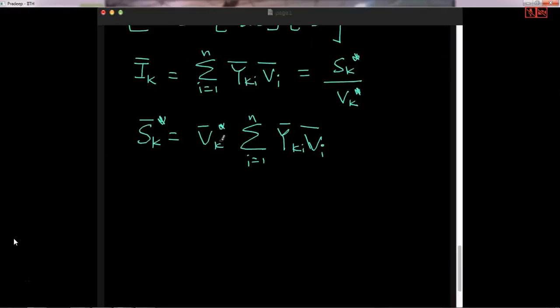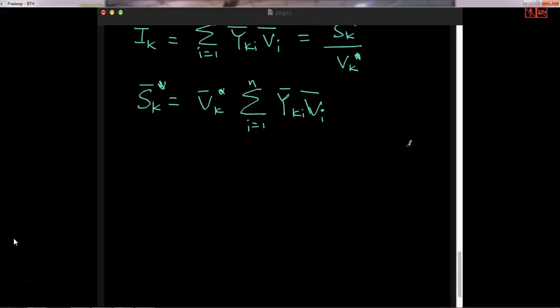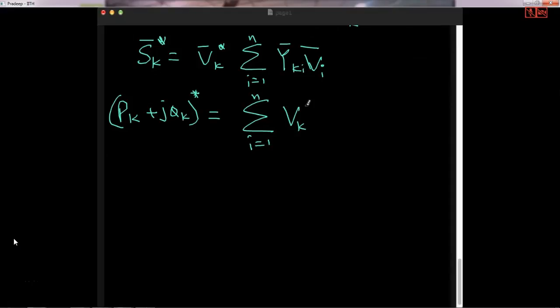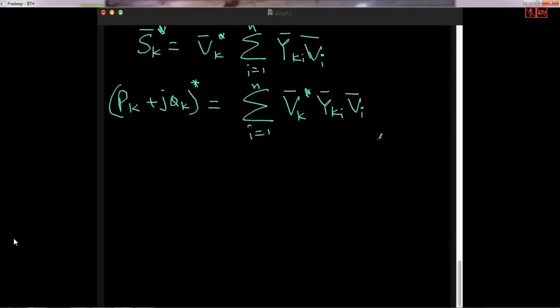Now, since it's a common term, I can take it inside. So I get, Sk is (Pk plus jQk) whole conjugate, equal to the summation from 1 to n of Vk conjugate Yki Vi. So these are all complex numbers. Now since this is a complex equation, I want to separate the real part and imaginary part. This is a summation of three complex numbers, so they will have their angles also. So let me write it in polar form.